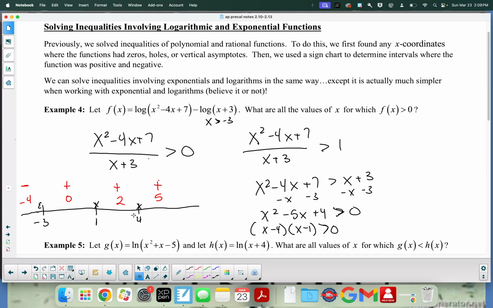And so far what it's showing is that my answers must be greater than negative 3 as far as my choices.